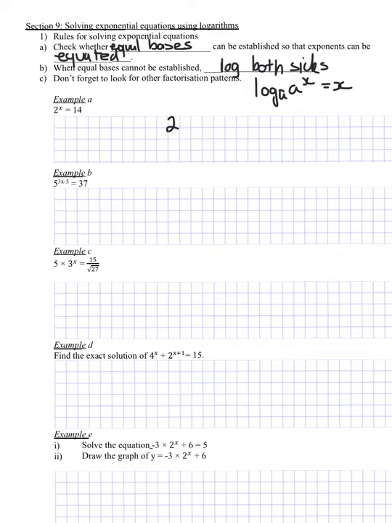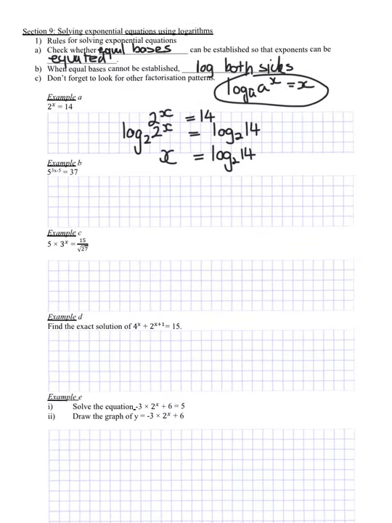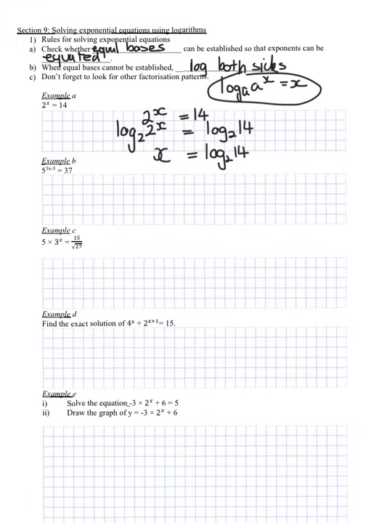So if we get 2 to the x equals 14, what we can do, as long as we do it to both sides, is to log base 2 to the x. So I'm going to log base 2 to the x, and I'm going to go log base 2 of 14. I've just logged both sides with the base of 2. And so I know from this rule up here that's just going to leave me with x equals log base 2 of 14. Now I can easily put that in my calculator and get a value in terms of decimals, but I can't actually make it any simpler without doing that. So I'm just going to leave it like that.